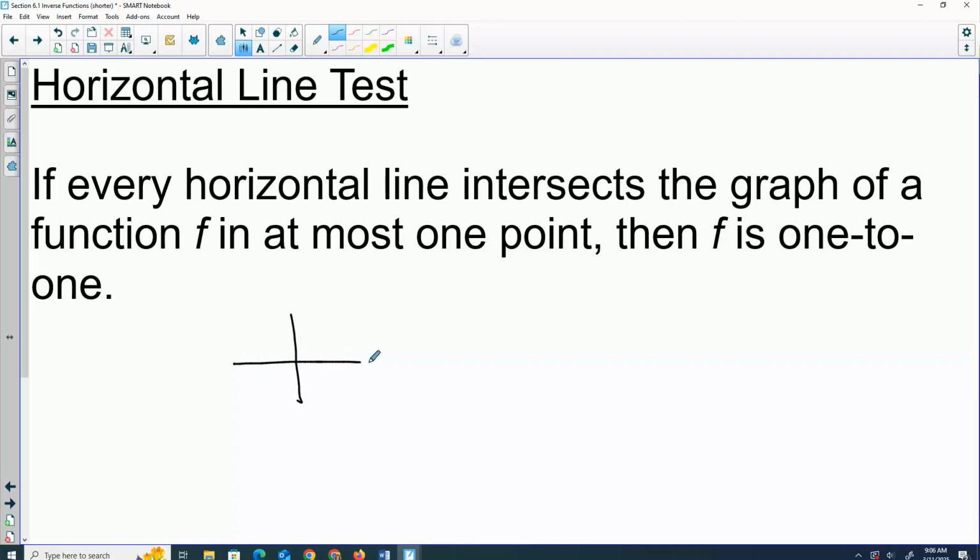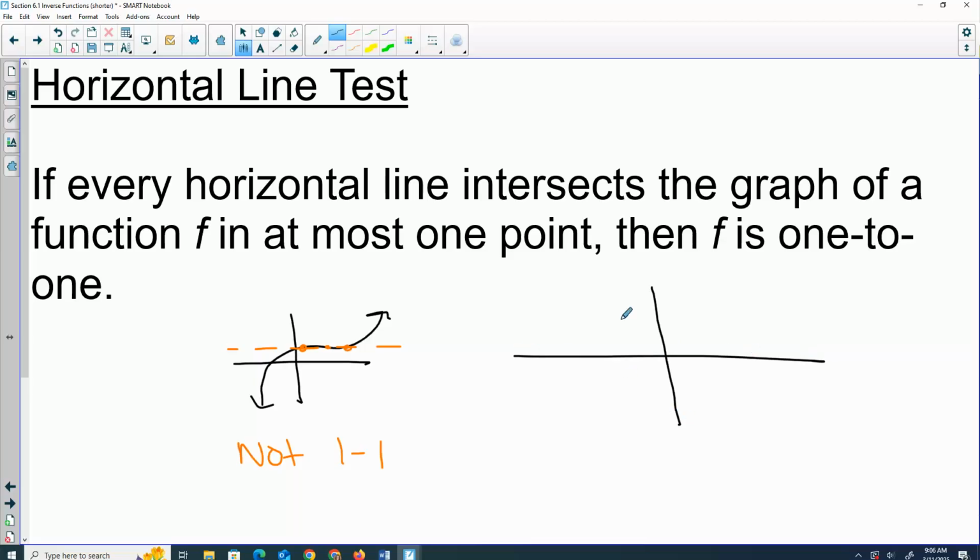If you have a graph, could I draw a horizontal line that hit this graph more than once? Yes, so this one is not 1 to 1 because I have multiple points that hit the same y values. But if you have a graph that only hits something like this, if I drew horizontal lines they would only hit the graph once, so that one is 1 to 1. So the graph is a lot easier to look at. You're just seeing would any horizontal line hit it more than once.